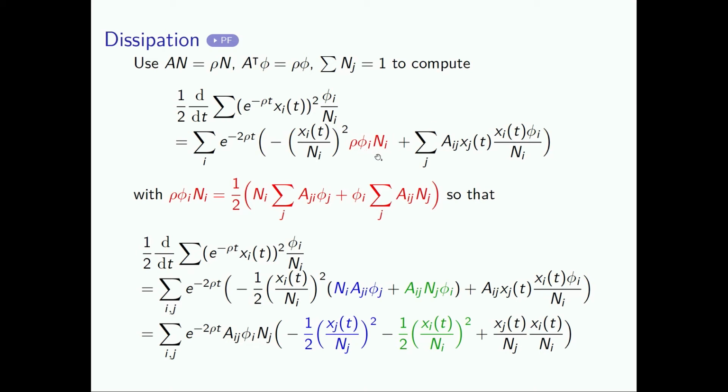And now for the red term, the term that comes from the derivative of the exponential, you can write it in two different ways, depending on whether you remember that phi is an eigenvector of A transpose, or that n is an eigenvector of A. Okay, so you have two ways to write this product. So you use the two ways like this. You replace the red term by a blue term plus a green term. And in this one, you just change the roles of i and j, and you end up with this expression where you recognize a square. Okay? So it precisely tells you that something is dissipated.